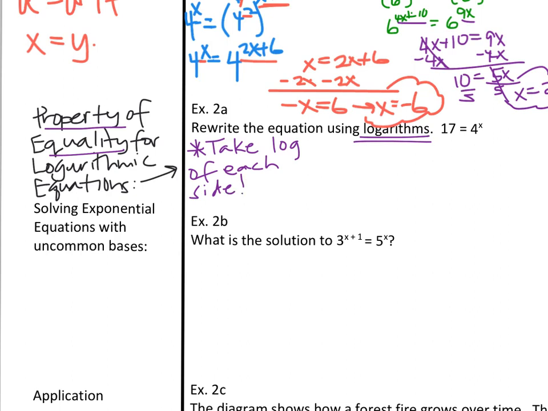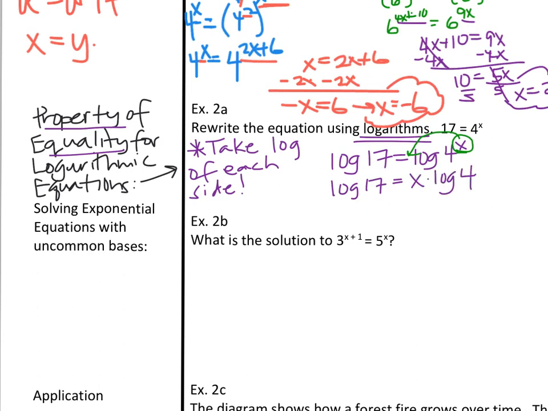If we do that, it'll look something like this. Instead of 17, I'm going to take the log of 17. And then instead of 4 to the x, I'll take log of 4 to the x. When you convert this equation to logarithmic by taking the logarithm of each side, what that allows you to do is take that exponent and apply the power property and put it out in front. That would give us log 17 equals x times log 4.